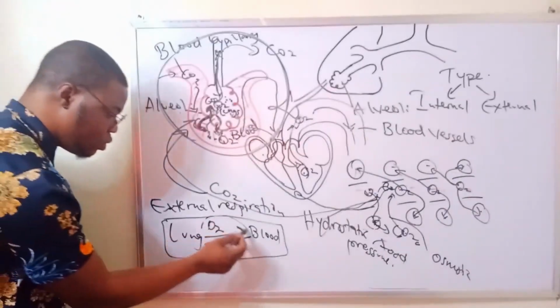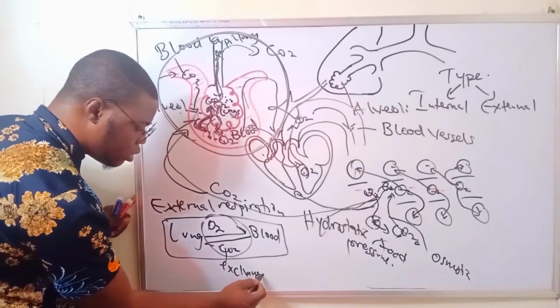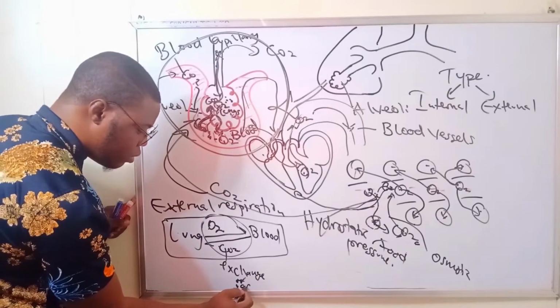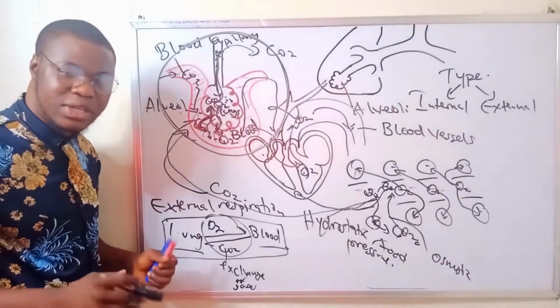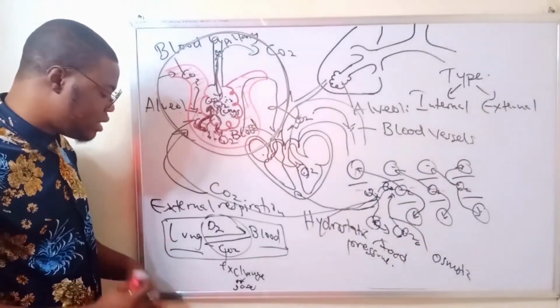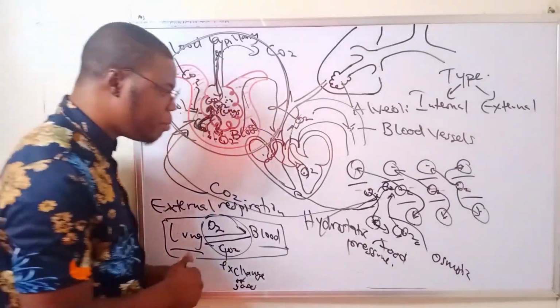So you can say this alone is the exchange of gases. Exchange of what? Exchange of gases. Now, between what? Between the lungs and the blood. And that is what? External respiration. That is the definition. So it is the exchange of what? Of gases between the lungs and the what? And the blood.